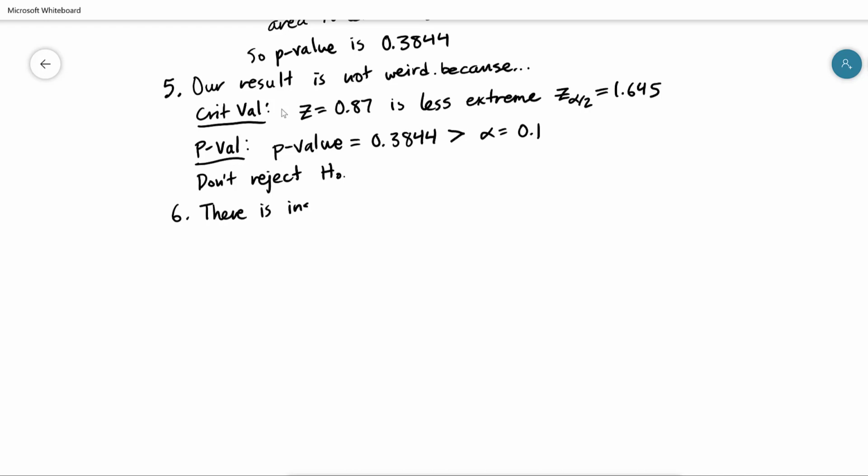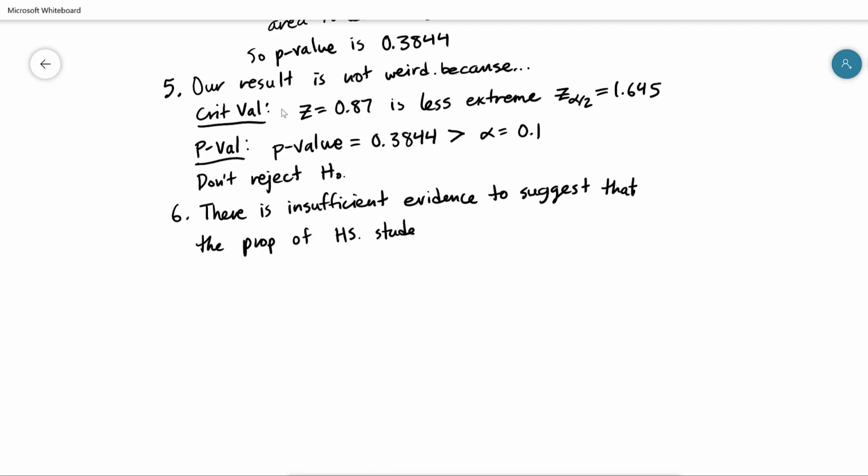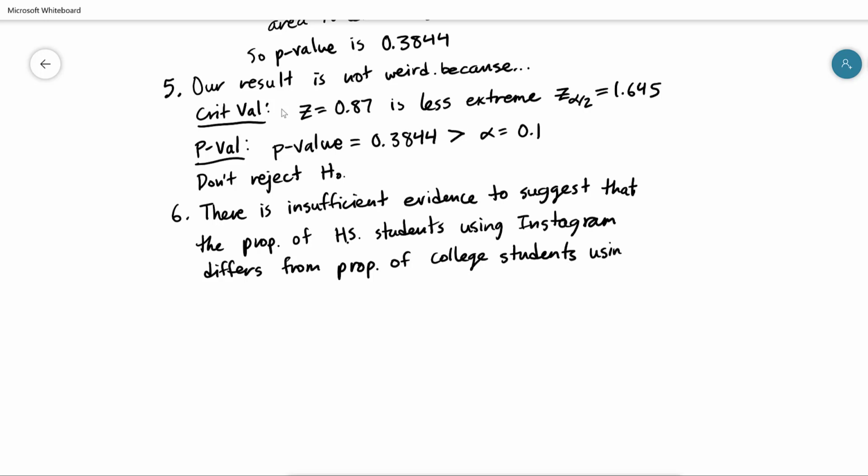There is insufficient evidence to suggest that, let me write it this way, that the proportion of high school students using Instagram differs from the proportion of college students using Instagram.